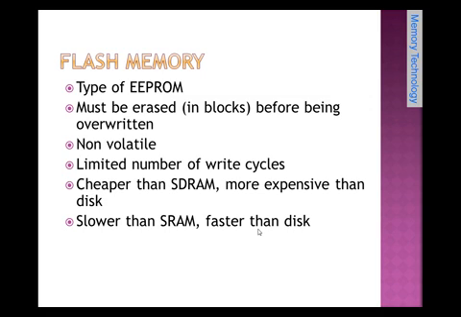Then it is cheaper than static RAM. Why is it cheaper? Because it takes less power. It is cheaper than dynamic RAM, but more expensive than secondary storage devices, that is, disk or tape. Flash memory is slower than static RAM and faster than disk.